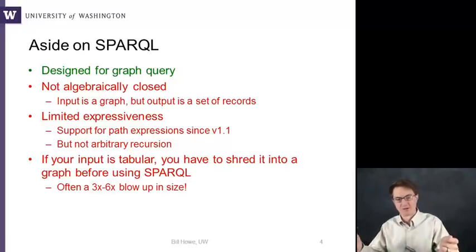So again, I think what this tells me is that we want a system that can handle both graphs, can express graph traversal tasks, which SQL is not great at, and we'll talk about that in a moment, but neither is Sparkle, but can also work with tables in whatever form they're in. Okay.